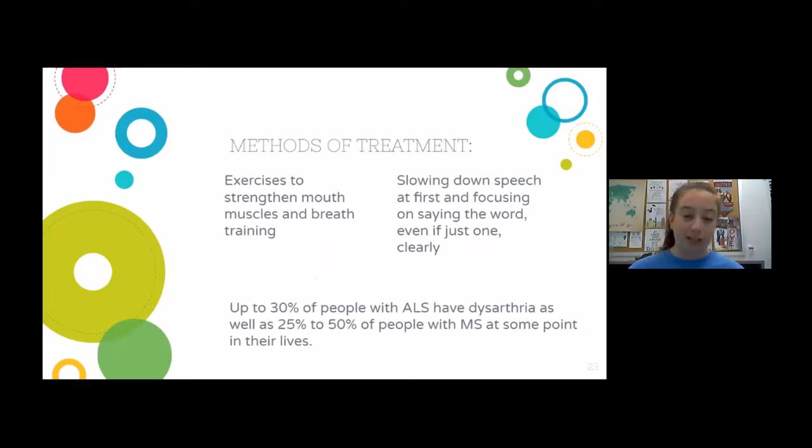Methods of treatment include exercises to strengthen the mouth muscles and breath training, which is different than apraxia because that's more like the signal going to your mouth. And then slowing down your speech at first and focusing on saying the word, even if it's just one, clearly is really a good method for this type of diagnosis. And up to 30% of people with ALS have dysarthria, as well as 25 to 50% of people with MS at some point in their lives.